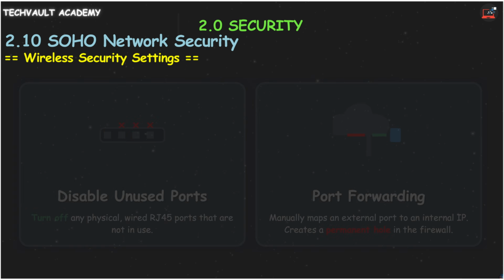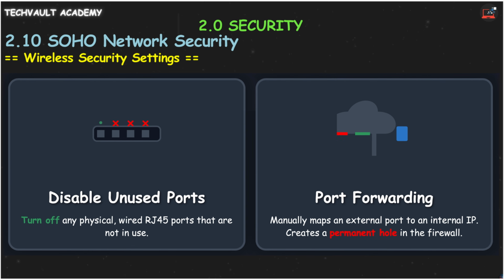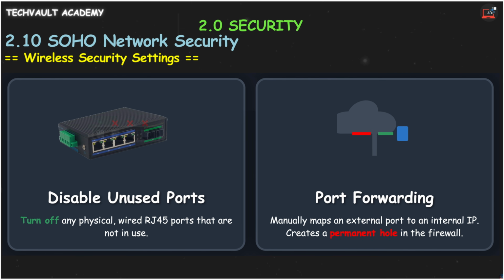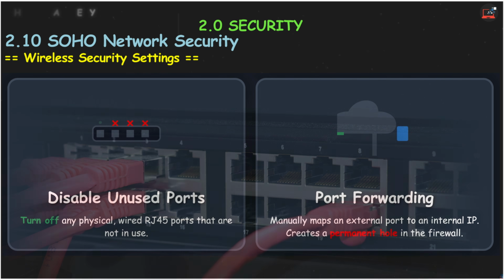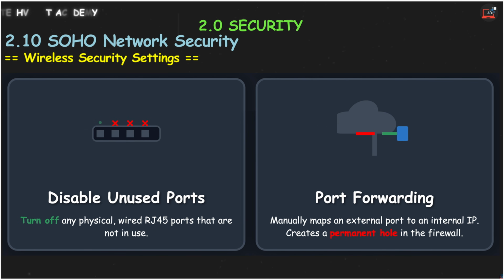Finally, we have the firewall settings. For your wired network, a critical best practice is to disable any unused physical network ports on your switches. An active open port in a conference room is an open invitation for an intruder to plug in. For services you need to make available, you'll use port forwarding. This maps a public port on your firewall to a specific internal IP address and port. Be careful. A port forward creates a permanent 24/7 hole in your firewall, so only use it when absolutely necessary.